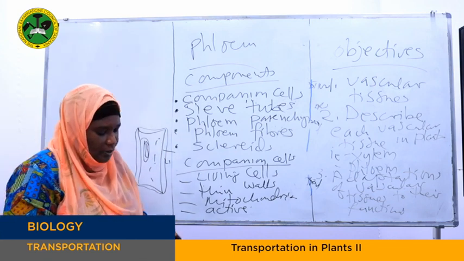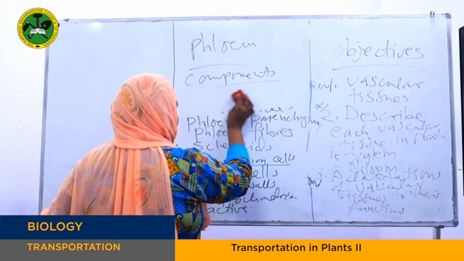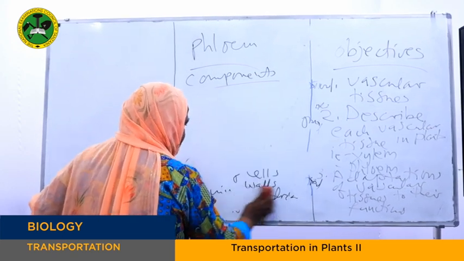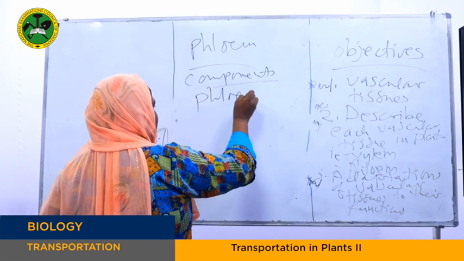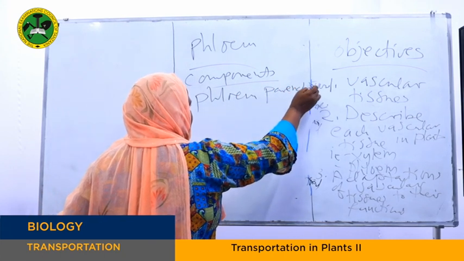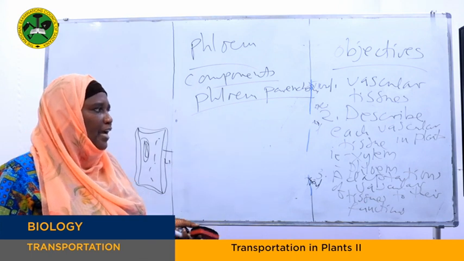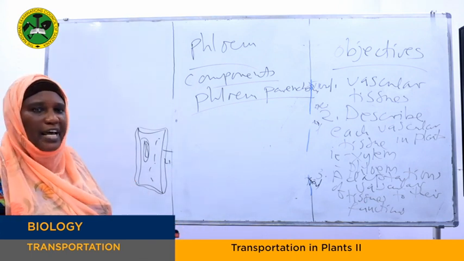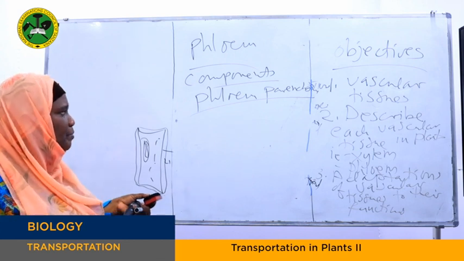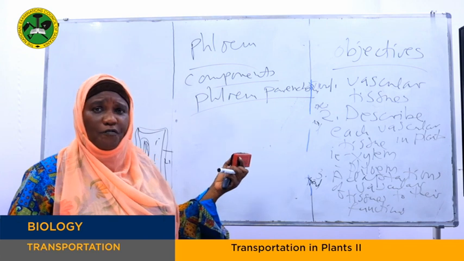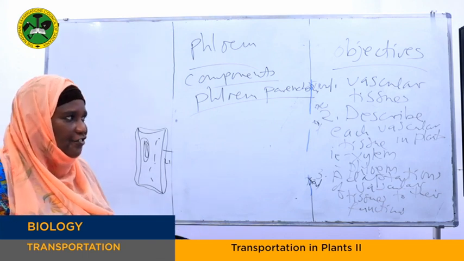And another component is phloem parenchyma. For the case of parenchyma, there is no difference with the parenchyma which is found in xylem. It is also lignified and it has pits. It assists the strength of the system in order to make it perform its function effectively and efficiently.